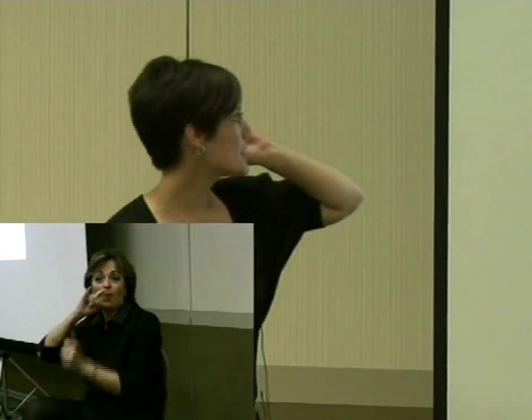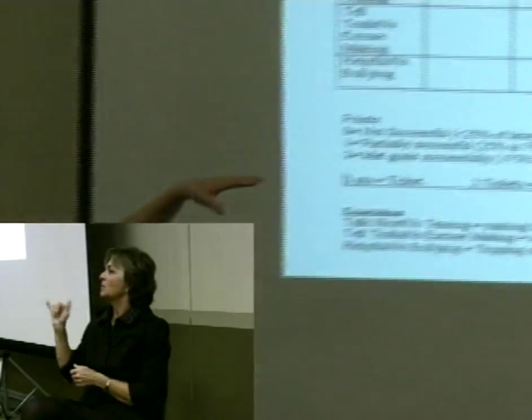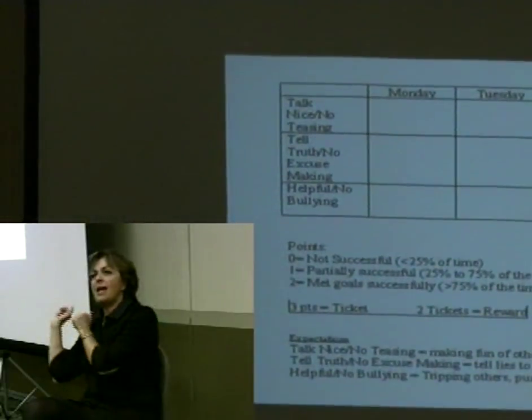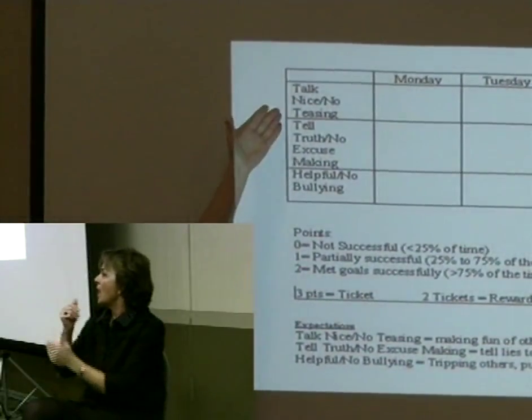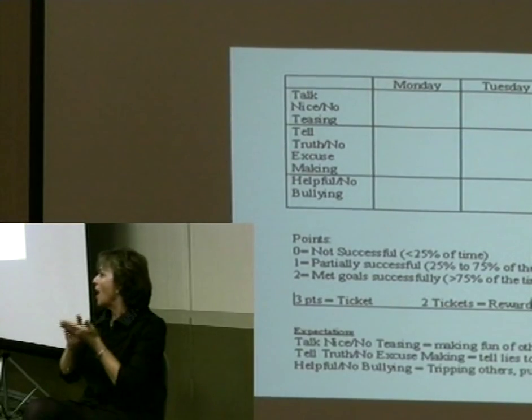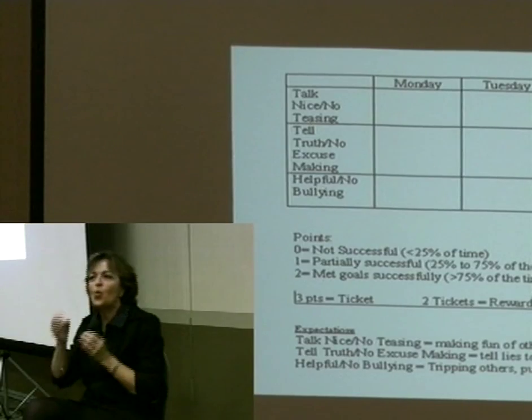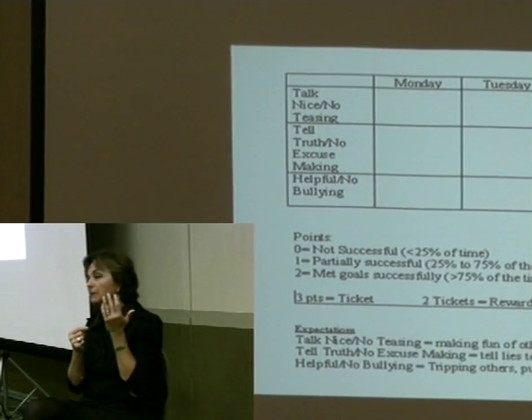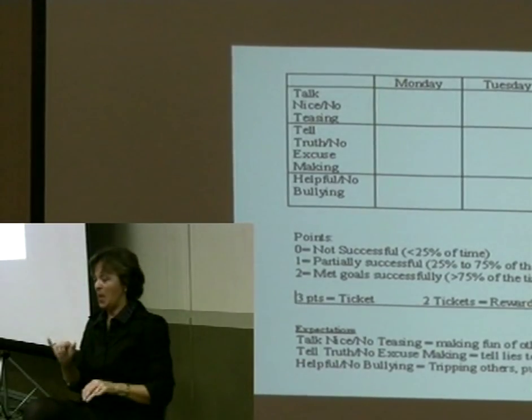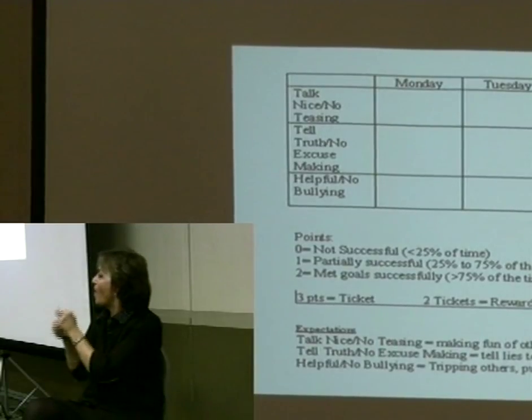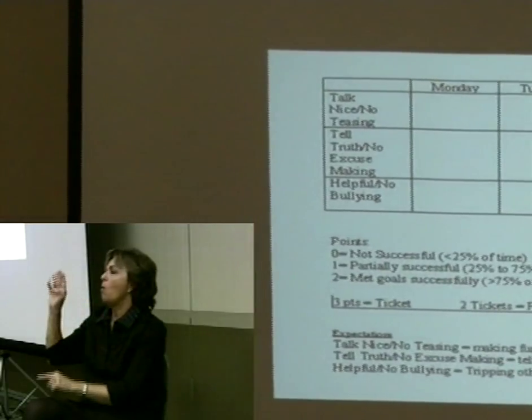Here's another, similar to maybe a check-in, check-out type of data collection. Here's our goals: to talk nice and to not have any teasing, to make sure that you tell the truth and not make any excuses. Oh yeah, right, like any of our kids do that. And then to be helpful or to not have any bullying. So again, these are 3 targets that this particular student was really focusing on.